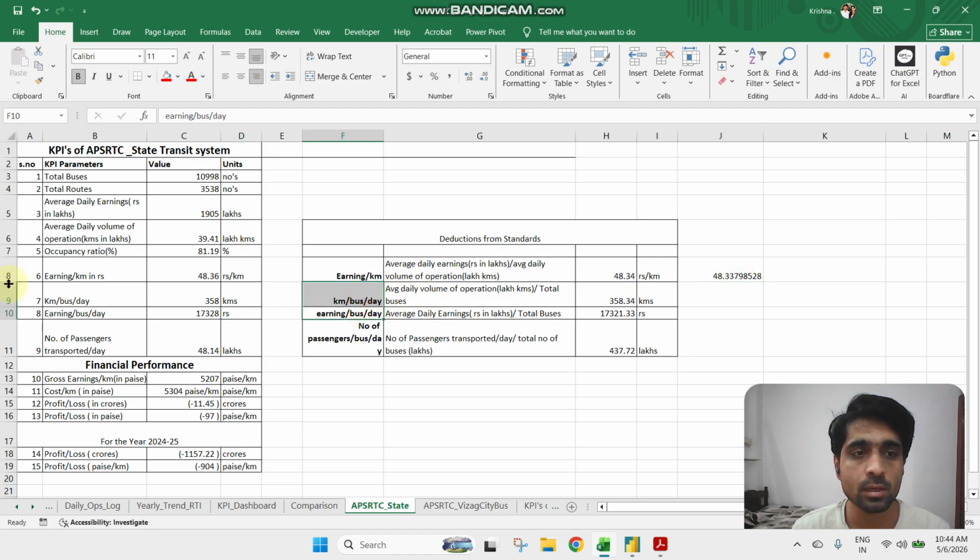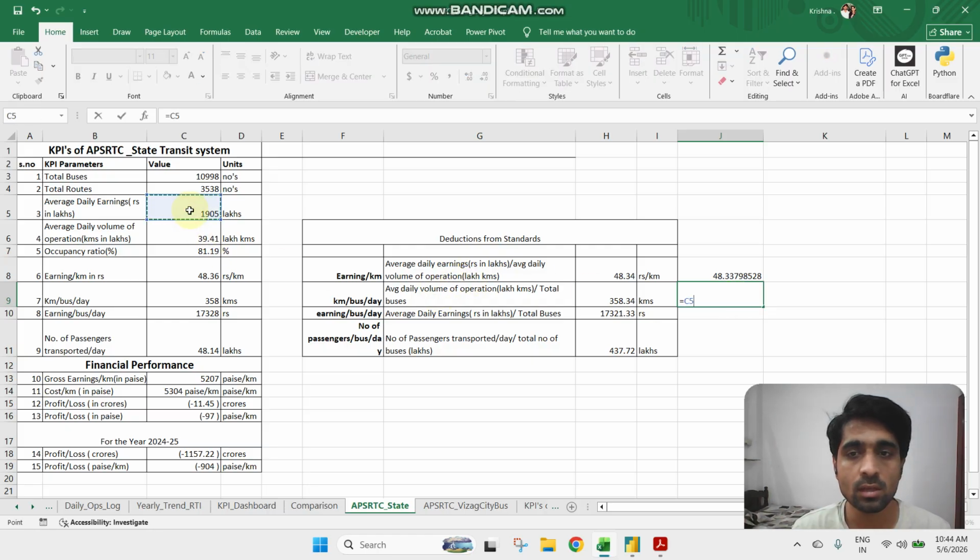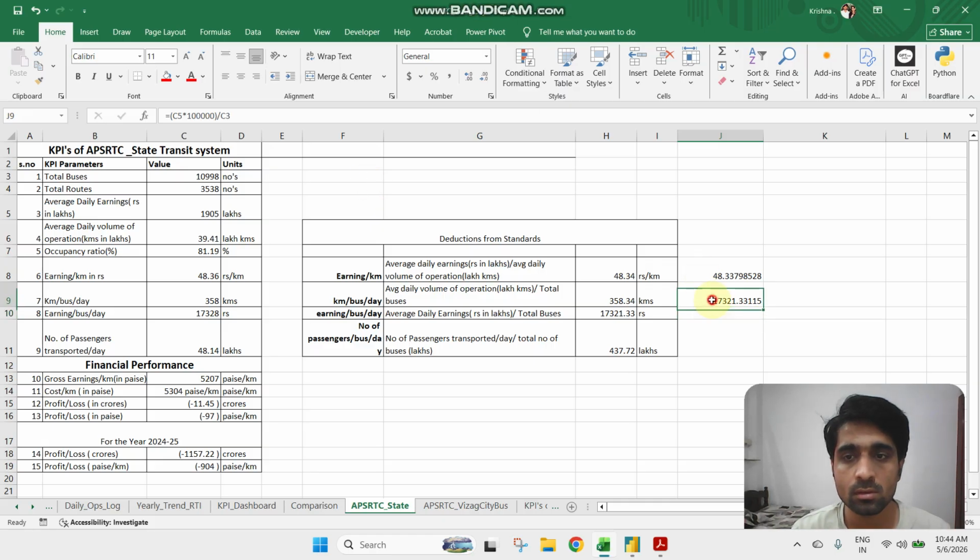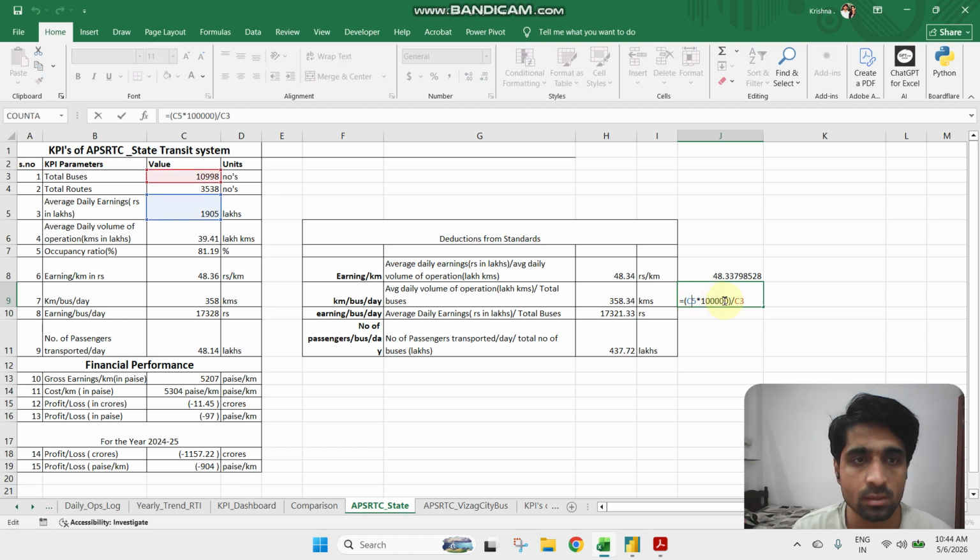Similarly, kilometer per bus per day, here it is 358. How did we get 358? It is a similar thing. Average daily volume of operation. This is in lakhs, so I have to multiply by lakhs, the reason being the denominator is not in lakhs. I have taken it and divided by the total number of buses. So the total number of buses is 10,998. Sorry, average daily volume of operation. Okay, I mistook it for average daily earnings.